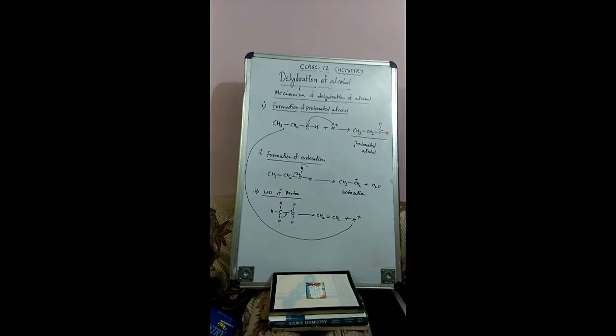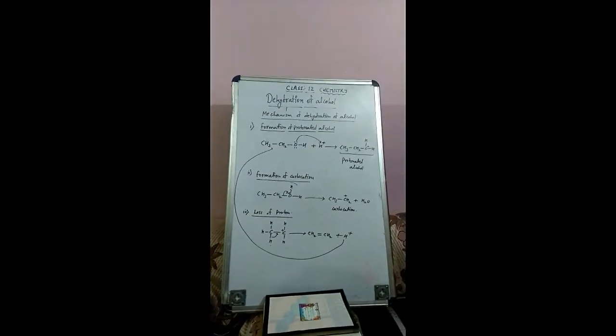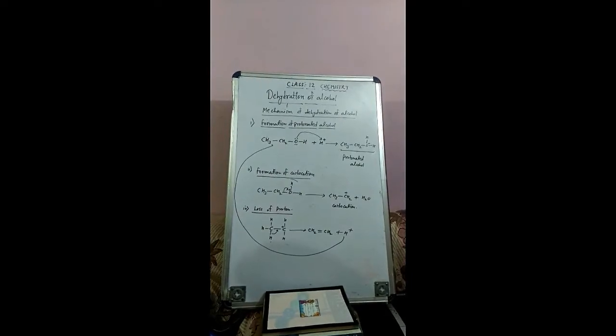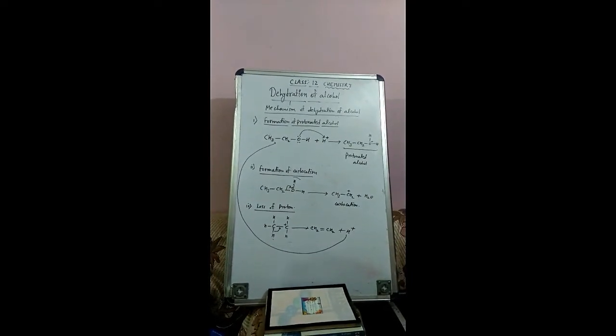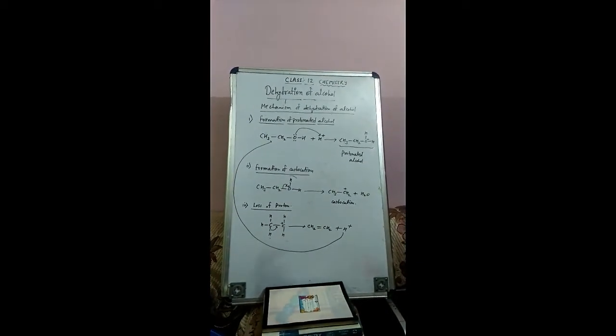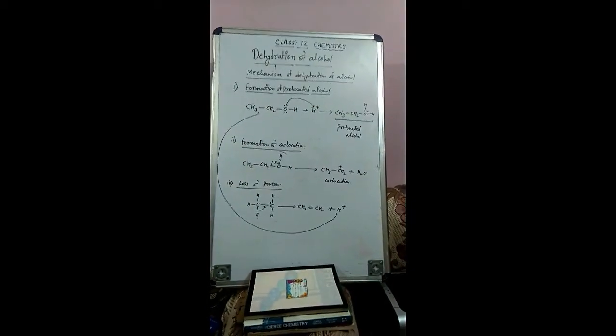So this is the dehydration of alcohol with examples and with the mechanism. I hope you have understood how the dehydration process is completed. In my next videos, I will discuss the oxidation reactions of alcohol.